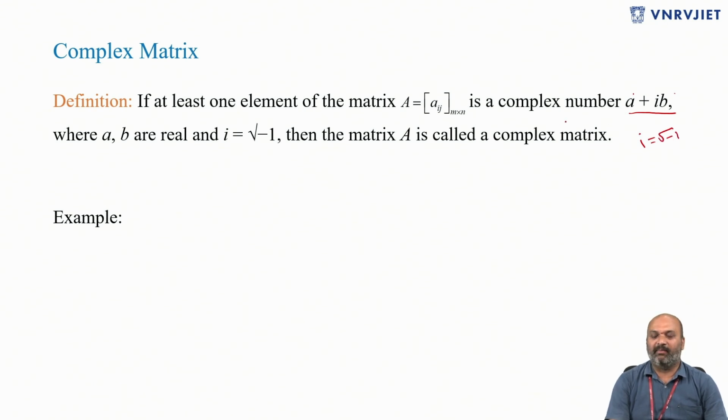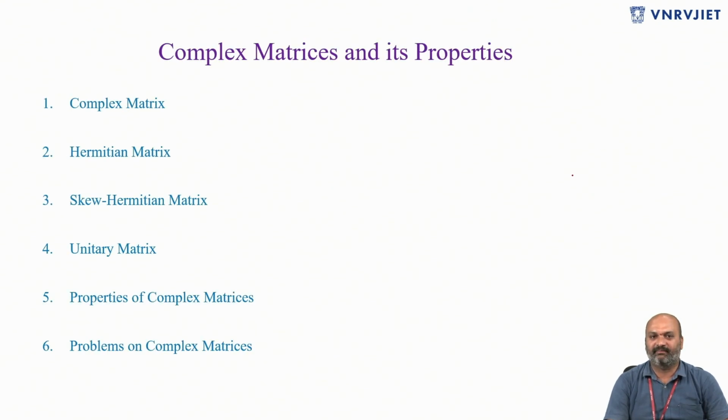Okay. So a matrix, at least one element of the matrix. See, this is the general matrix of order m by n, m rows and n columns. If at least one of the elements in this matrix is a complex number of the form A plus iB, the matrix is said to be a complex matrix. Let's see one example of a complex matrix.